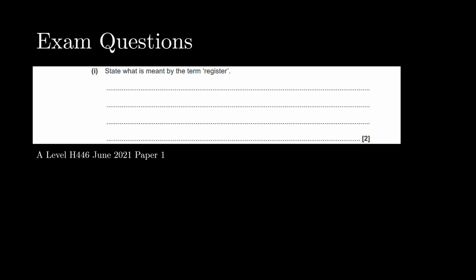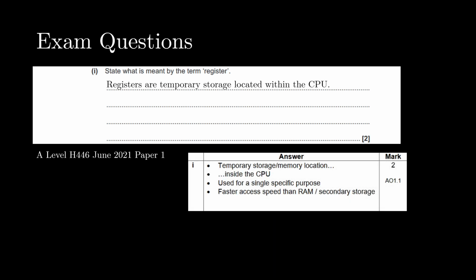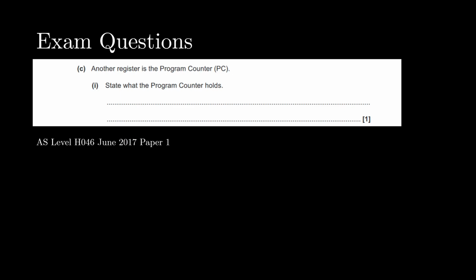Anyway, the first question just asks what a register is, and surprisingly a response of registers are temporary storage located within the CPU scores 1 mark. Here's the mark scheme, and you could have also mentioned how they're single purpose and fast to access. The second question asks us to state what the program counter holds, and the program counter just stores the address of the next instruction to be executed.